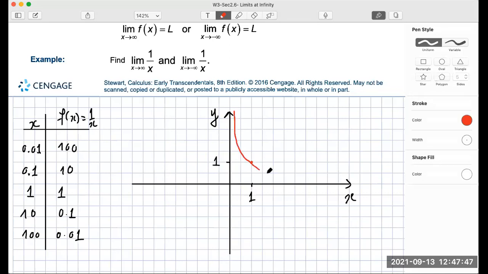It's not a good drawing, but imagine it is like this, the branch when x is positive, right? When x comes close to 0, this guy goes to infinity. When x goes to infinity, this guy goes to 0, right? How about the branch when x is negative?